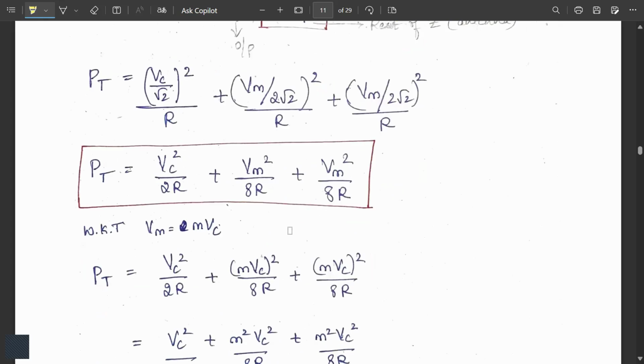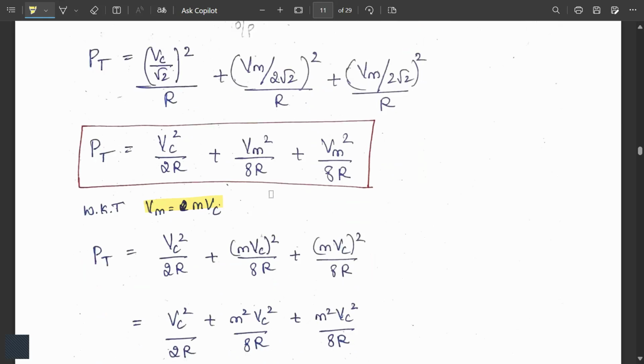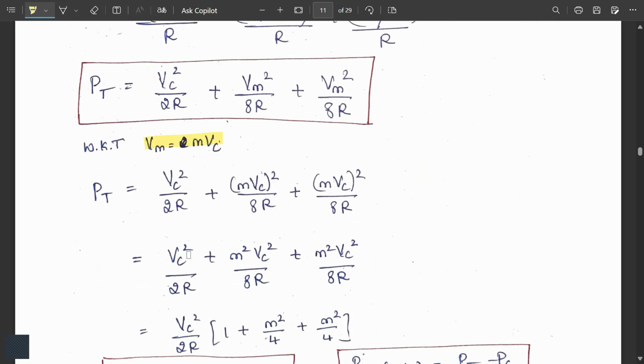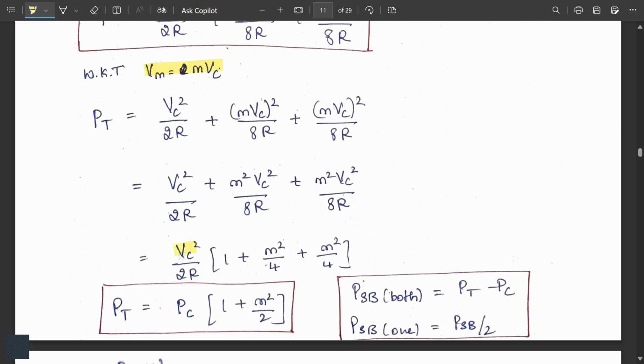On adding these two, before adding, we have to substitute VM. By the modulation index, we know this, M is equal to VM by VC. So substitute in the place of VM, that is M VC, and here also M VC. It becomes M square VC square, and remove VC square by 2R as common.